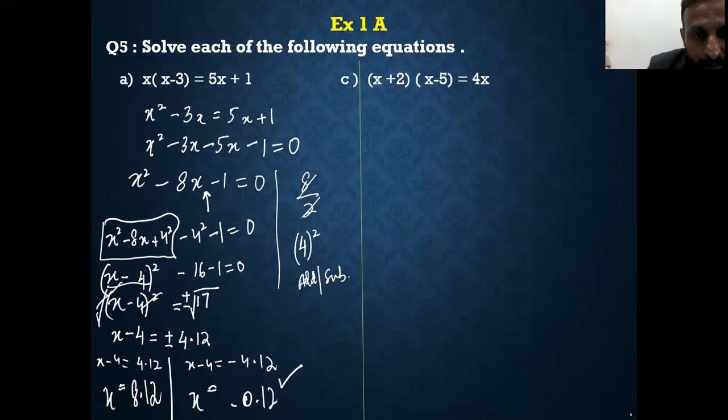That's your next answer. This is your answer, and this is your answer. X equals 8.12 and x equals negative 0.12. Let's move on to the next part.